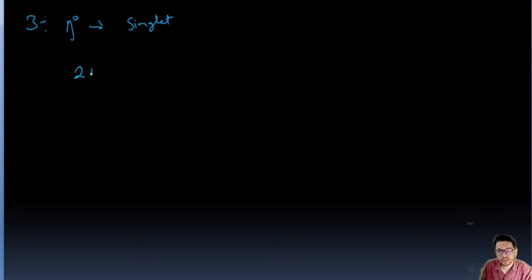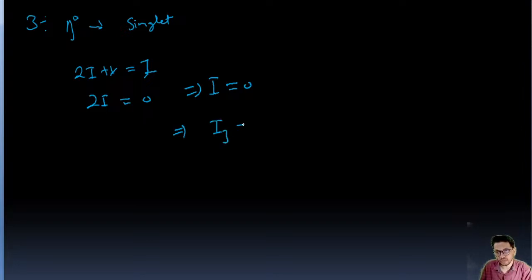So this means 2I plus 1 is 1. From here the 1s get cancelled, right? 2I is going to be 0, which implies I equals 0, and that implies I3 is also going to be 0. So for eta naught, I equals 0 and I3 also equals 0.